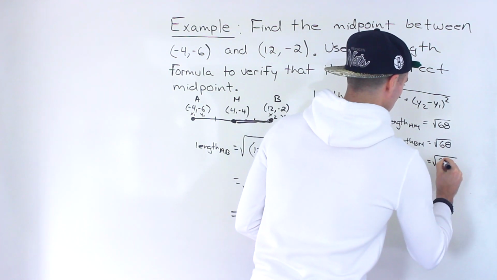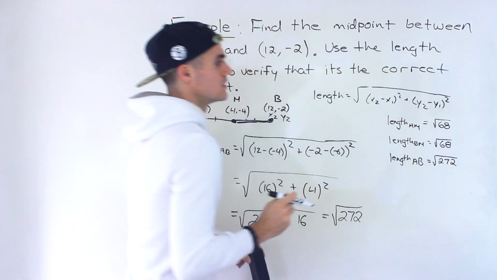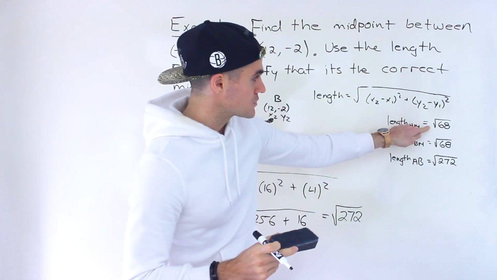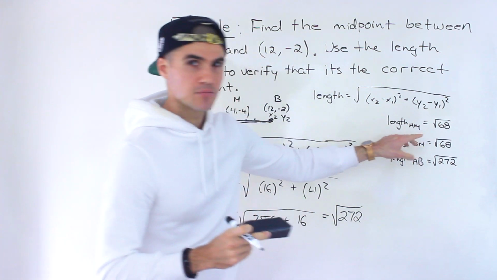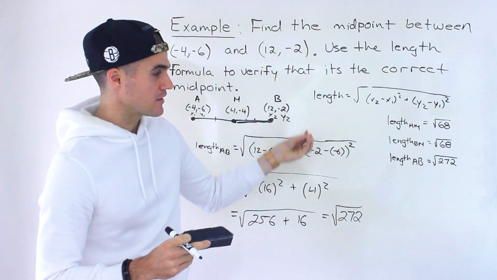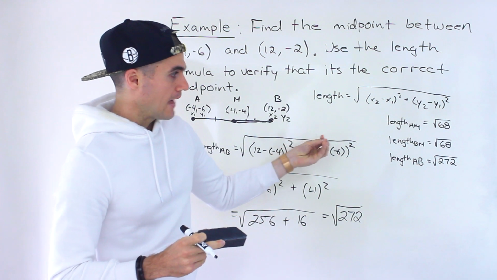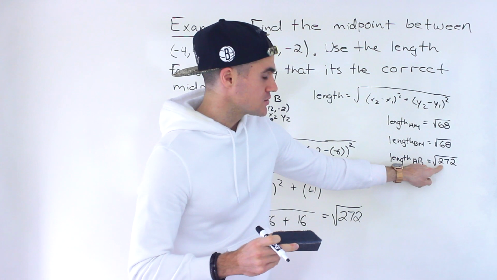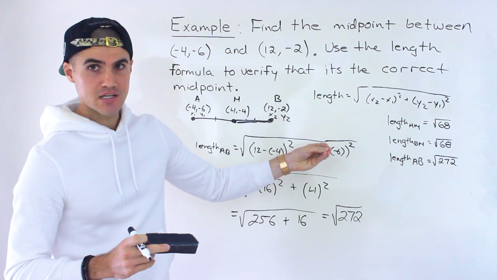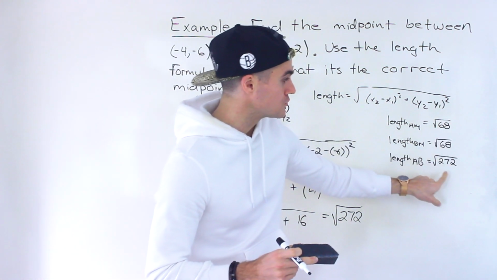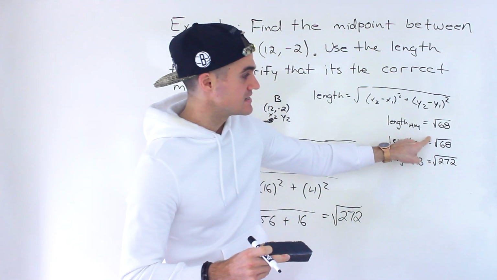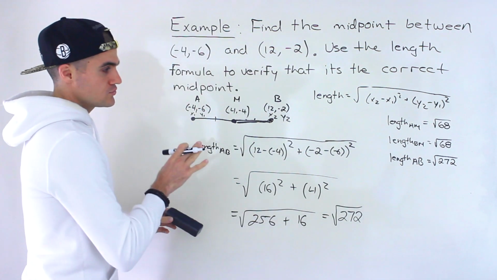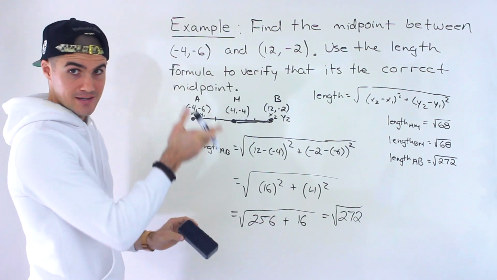Now, some teachers, they may just want you to get the decimals at this point. So if you get the decimal of the square root of 68, it's going to be like 8 point something. And then you can get the square root of 272, and that's going to be 16 point something. And if you get the decimal values, you'll see that this is double that right there.